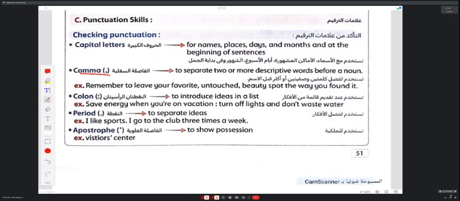Comma is used between clauses to separate some clauses, for example after, before, when, if. Comma can also be used to separate a list of things. For example, you can visit the pyramids, comma, the Sphinx, comma, the Cairo Tower, and so on. We can use comma with a list like this.